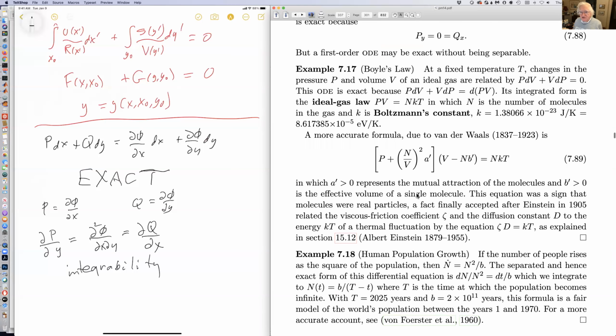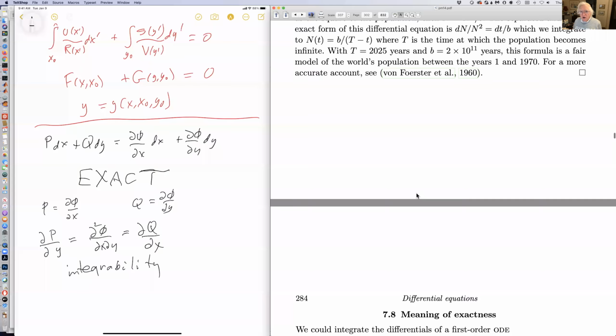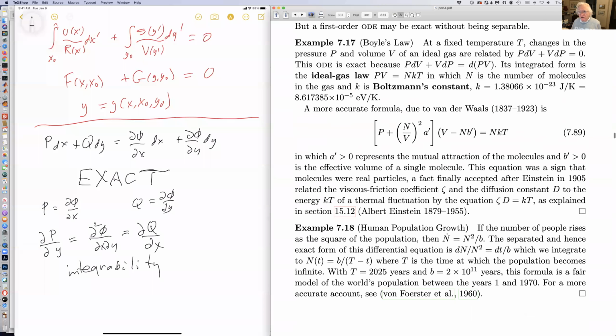Examples of such things are, these are two amusing examples. Maybe I can just mention them quickly. One is Boyle's law. We have P dV plus V dP equals 0. It's exact because P dV plus V dP is the differential of PV. And the integrated form is the ideal gas law.